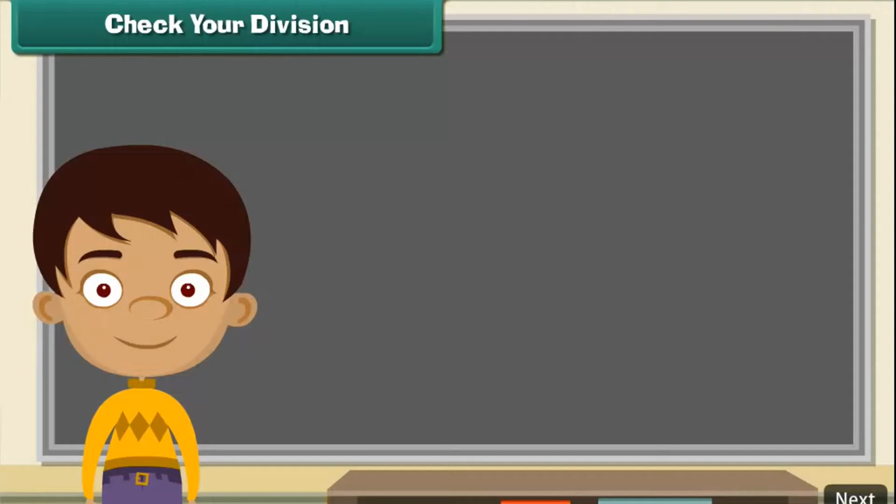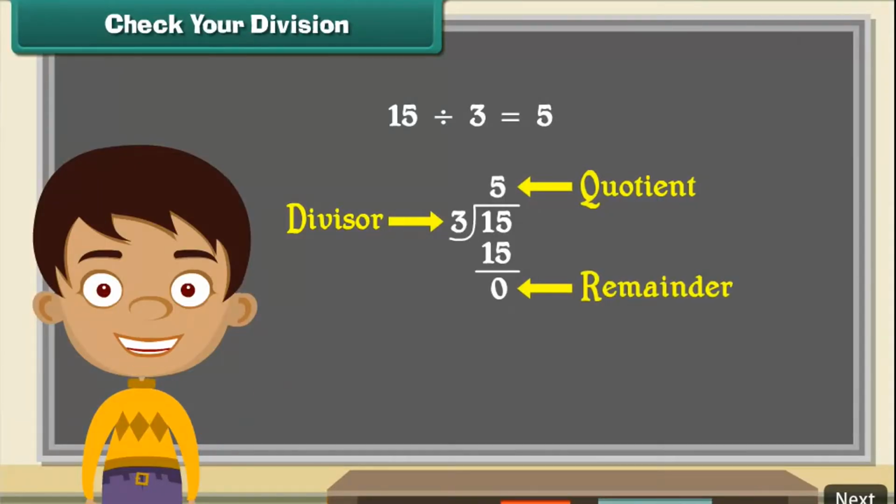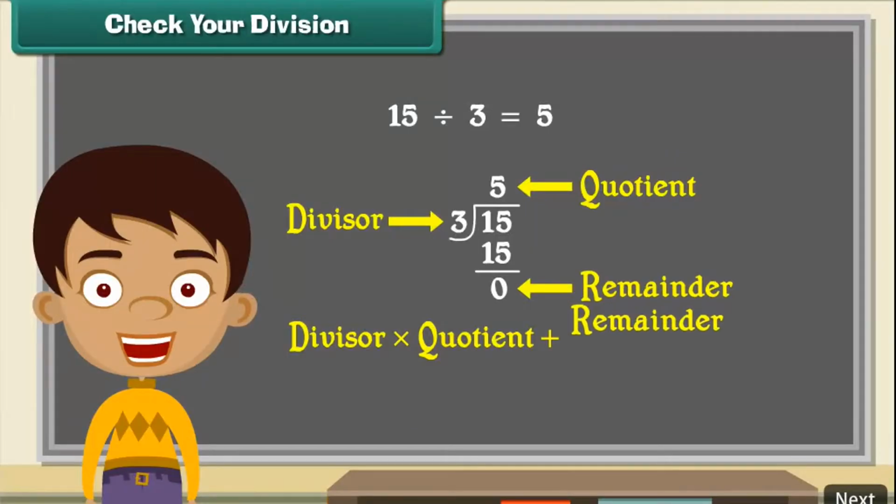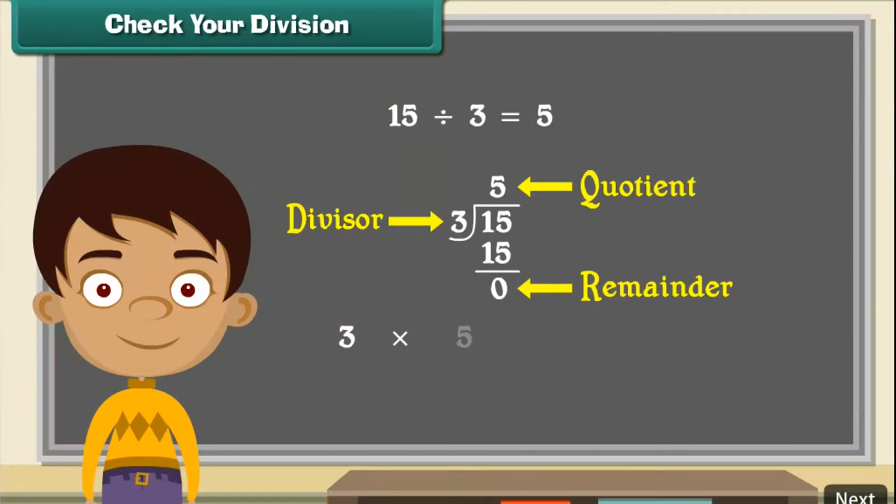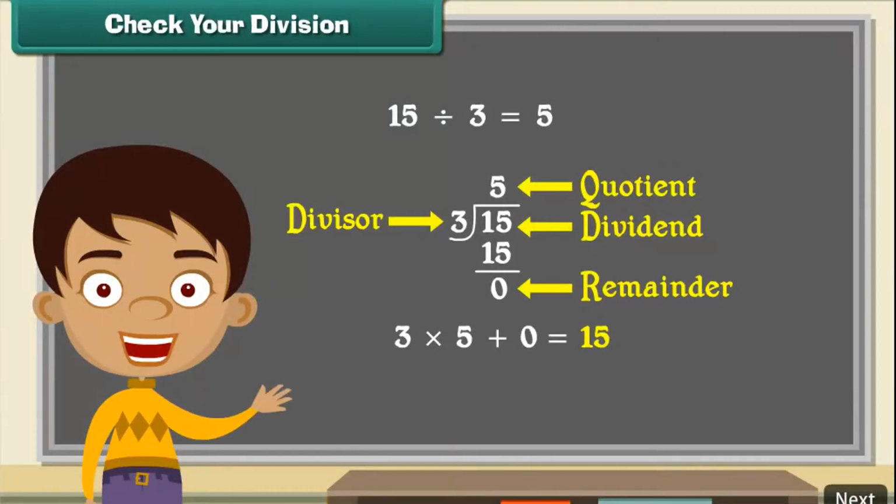Check your division. There should be a way to check your answer. Let us look into it now. You must remember that 15 divided by 3 is 5. Is this answer correct? Let us check it. Here divisor is 3, quotient is 5 and remainder is 0. To check the answer, we need to multiply divisor and the quotient and then add the remainder to the answer. If the answer is equal to the dividend, then our answer is correct. Here the answer is 15. And this is equal to the dividend, therefore the answer is correct.